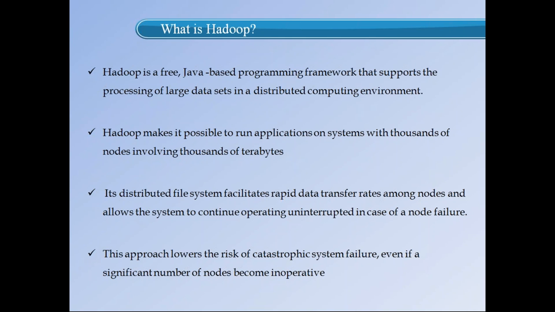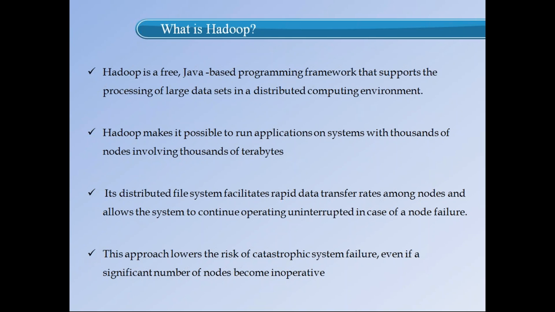A distributed file system facilitates a rapid data transfer rate among nodes and allows the system to continue operating uninterrupted in case of a node failure. What does uninterrupted in case of a node failure mean? It means that we have 15 nodes in a Hadoop cluster and we are running some job, and suddenly one of the nodes goes down. It will not affect that particular job which was running on Hadoop. It will directly transfer the load, and whatever part of that job was running on that particular node will automatically get transferred to another node. That's the beauty of Hadoop.